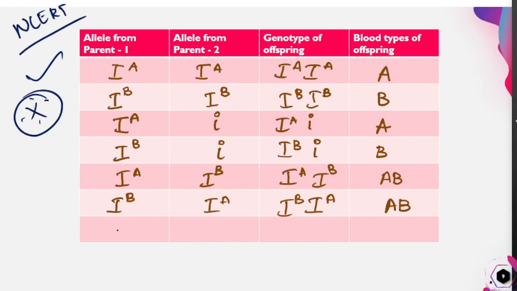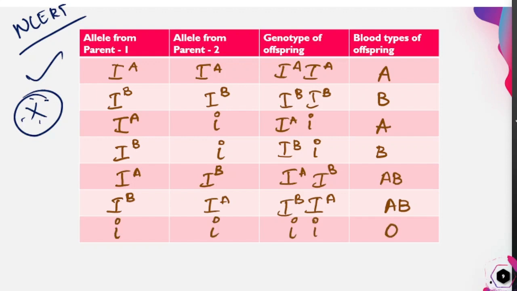Now parent 1 produces small i, and parent 2 also produces small i allele. Then you will have i i. Both are recessive characters, so you will get the O type of blood group. Clear? So this chart is really important. You have to remember it. It is easy, so you can remember it easily.